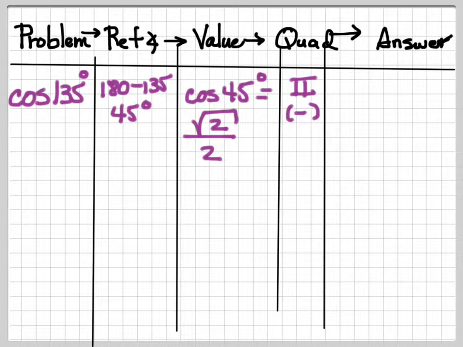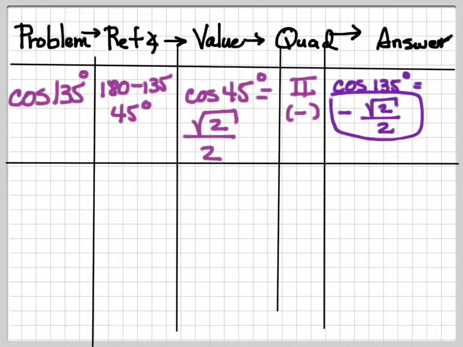So now we have our final answer. We only need 2 things. We need the number value, and we need the sign, whether it's positive or negative. So cosine of 135 degrees is going to be the value of square root of 2 over 2 with a negative in front of it. So cosine of 135 degrees is negative square root of 2 over 2. We found the value by using the reference angle, and then we assigned the sign by the fact that cosine is negative in quadrant 2.